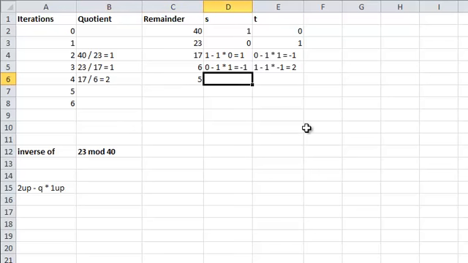So now we use our little formula again. We're doing 2 up minus our quotient, which is 2, and then multiplied by negative 1. So we're going to end up with 1 plus 2, which is 3. So now we're going to do the same thing for t again. So now we have negative 1 minus our quotient, which is 2, multiplied by 2. This is equal to negative 5.